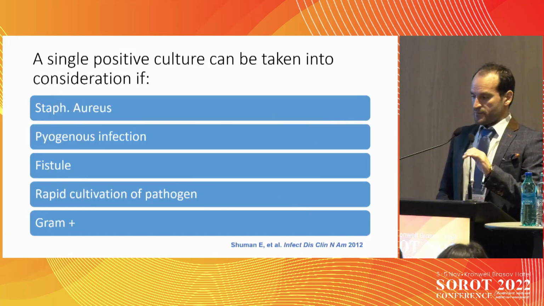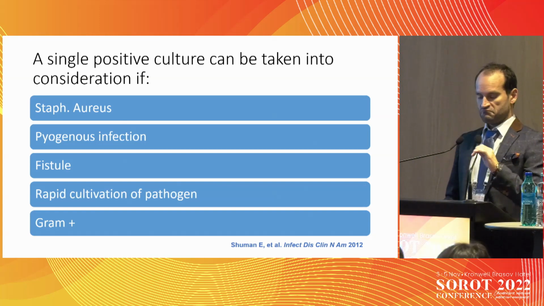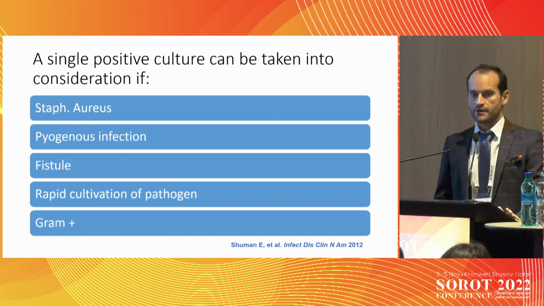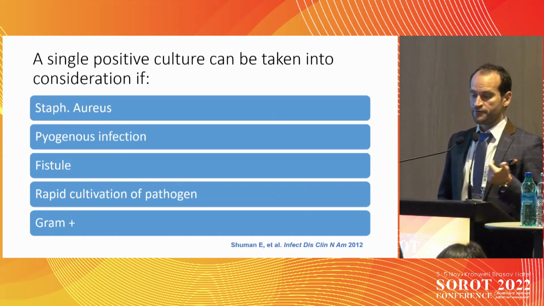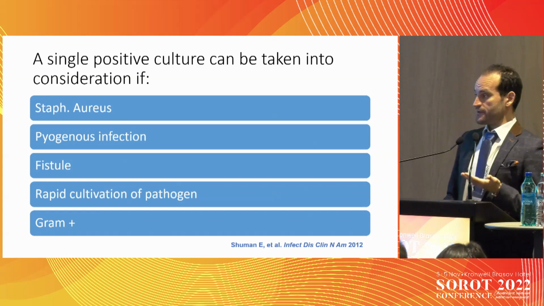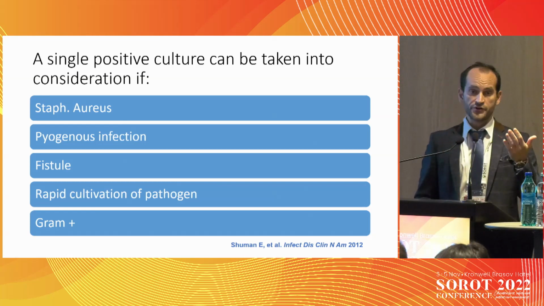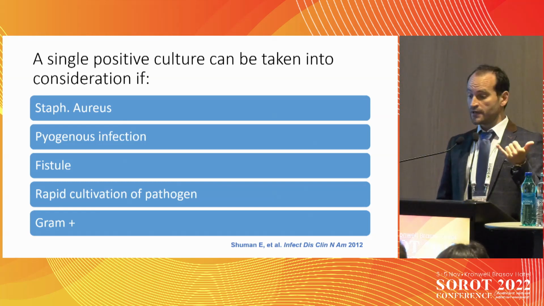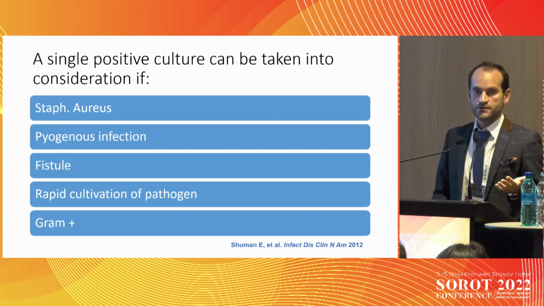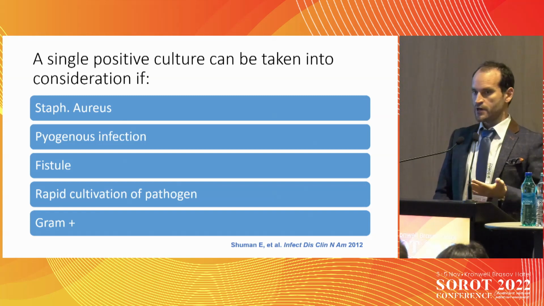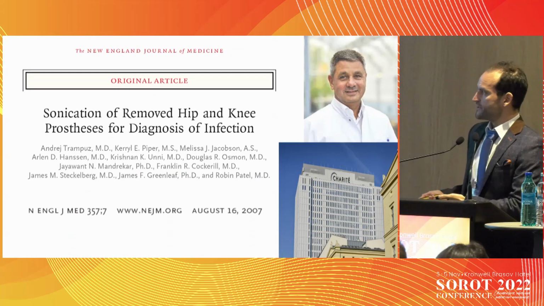If you have one sample positive, then you can regard it as a diagnostic criterion, but only in these cases: if you have Staph aureus, if you have something pyogenous, if you have a fistula, if the culture is gram positive, and if the laboratory calls you and says, "Hey man, we have positive results after 10 hours, we already have some positive cultures." Then we know that it's a very aggressive pathogen, and we have to treat it.